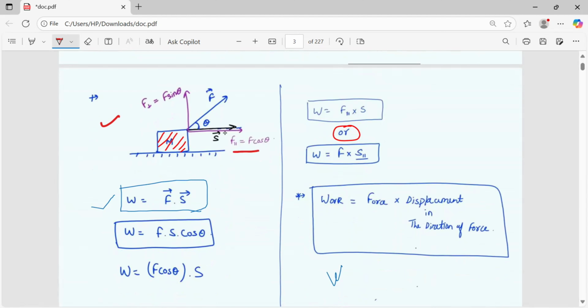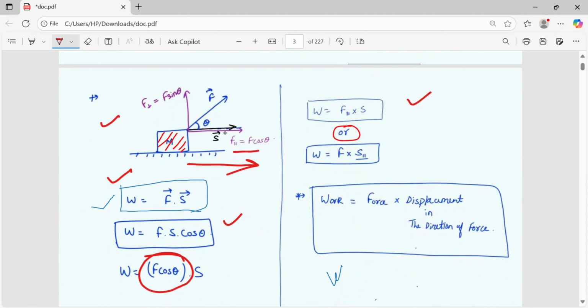In that case, the component which is parallel to the displacement, because displacement is in the direction of the red arrow. So this F parallel is F cos theta. Okay. Now F dot S gives me the work done, which is W is equal to FS cos theta. You can say W is equal to F cos theta into S. So this component F cos theta is nothing but the component which is parallel to the displacement.